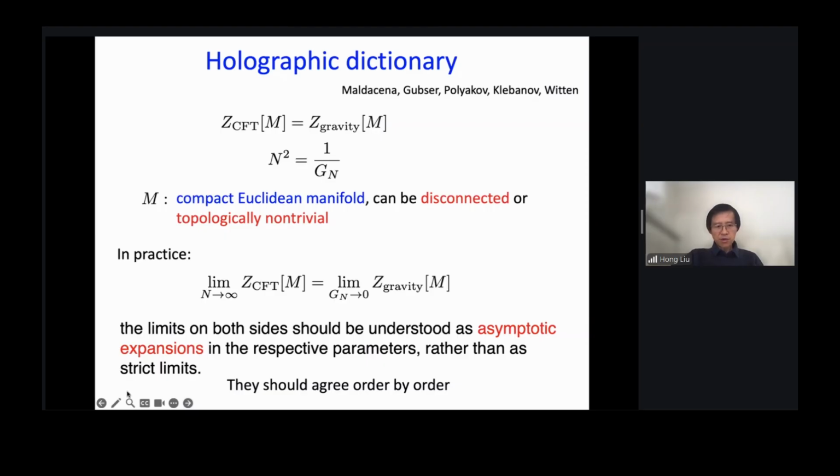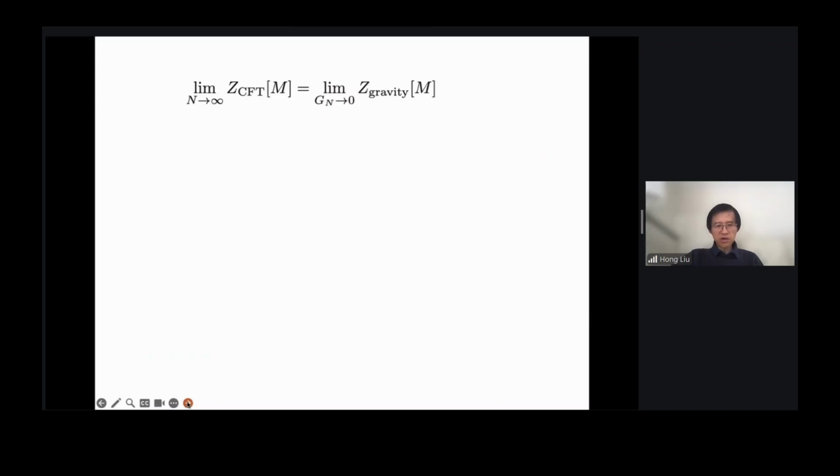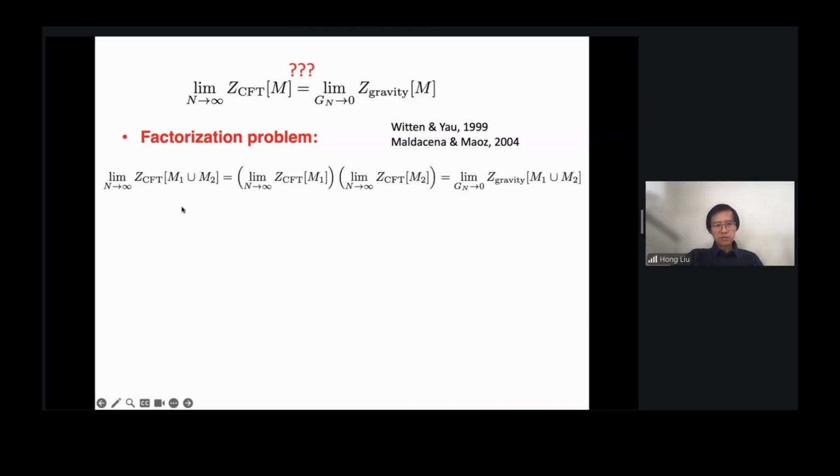Okay, and but this relation, even though it has been the foundation for holographic duality for the last almost three decades, actually there are some problems with this relation, even from very early days of AdS/CFT. So one problem is called the factorization problem. So this problem was already recognized as a potential problem by Witten and Yau in 1999, and then Maldacena and Maoz really sharpened it significantly. So the idea is very simple.